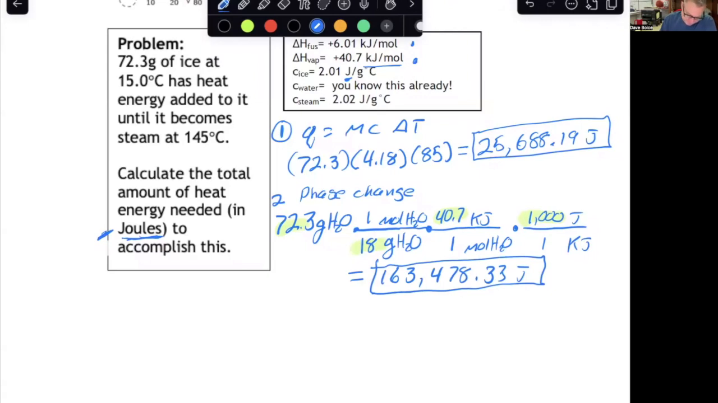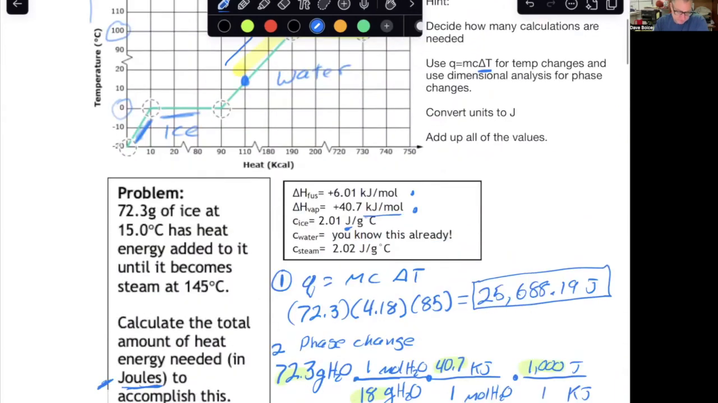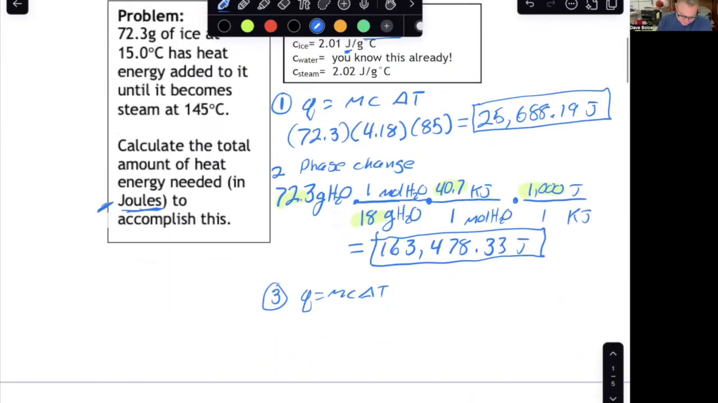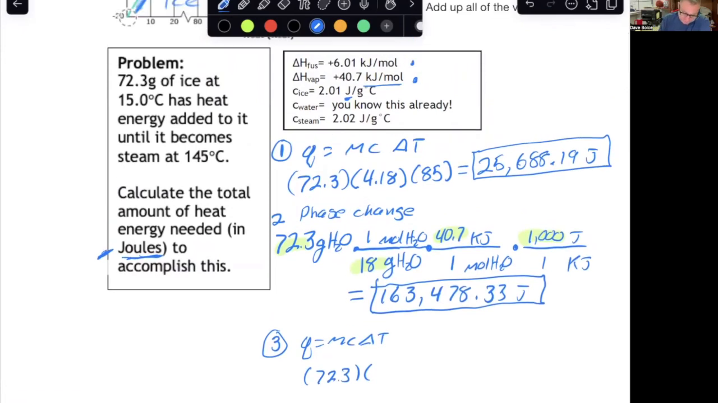Okay, and then finally, we're going to do one more. And this is Q equals MC delta T, because at this point, I've gone from 15 to 100. I went from 100 water to 100 steam. We did our phase change. And now we need to get from 100 to 145. So Q is the same, 72.3. C changes. The C of steam is 2.02 joules over grams Celsius. So let's put that in there.